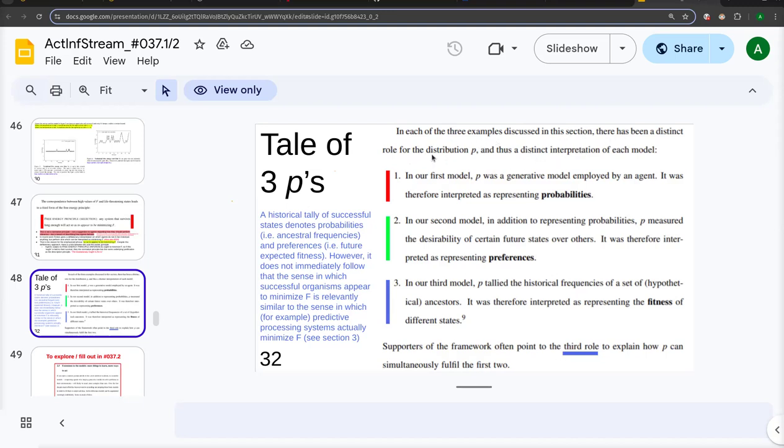A distinct role for the distribution piece. This is the same underlying prior distribution. So if we were modeling, say, the movement data of thermophilic bacteria, we're modeling the distribution of their location with respect to some fixed wall. So we're going to have some distribution for their location.